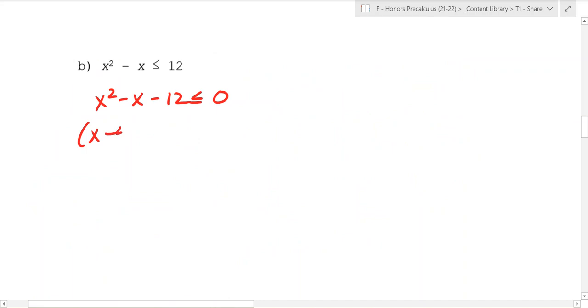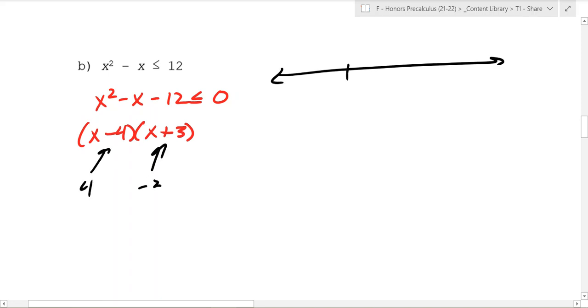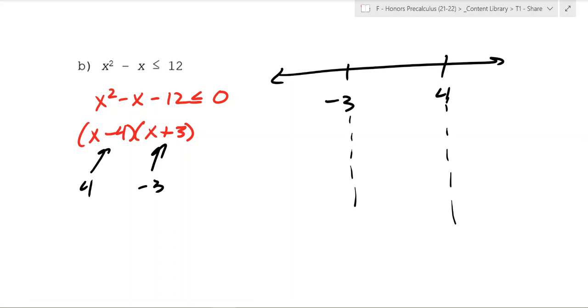So you get x minus 4, x plus 3, and then what are the numbers that cause sign changes? That's going to happen at 4 and -3. So you have -3 and 4. I like putting those dotted lines down here to do the divisions. And then what are the two factors? x minus 4 and x plus 3.